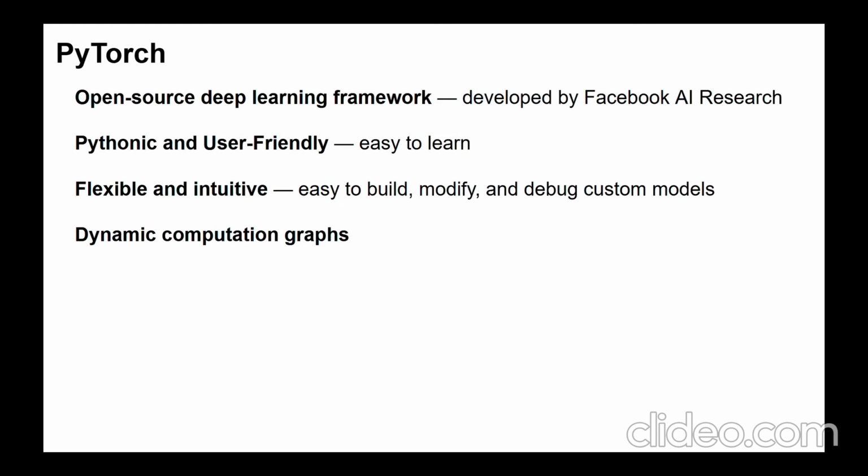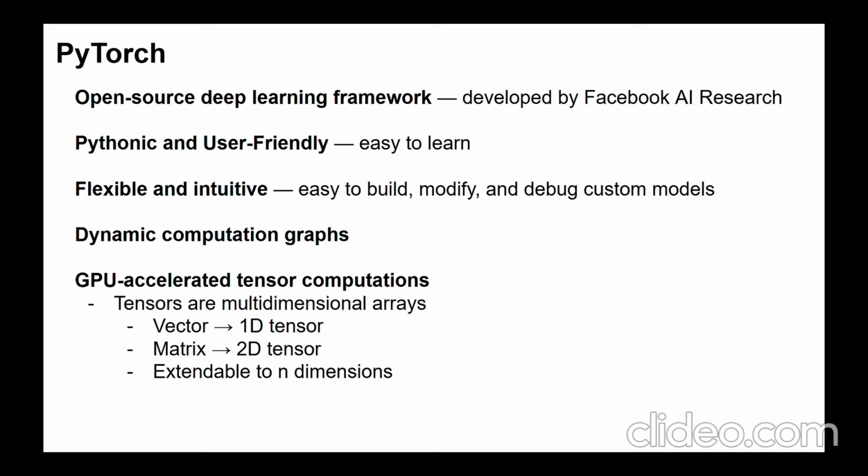And at the core of PyTorch are something called tensors, which are basically multi-dimensional arrays, just like NumPy arrays but with GPU acceleration. For example, a vector in NumPy is similar to a 1D tensor in PyTorch. A matrix is a 2D tensor, and it can extend to higher dimensions for more complex data.